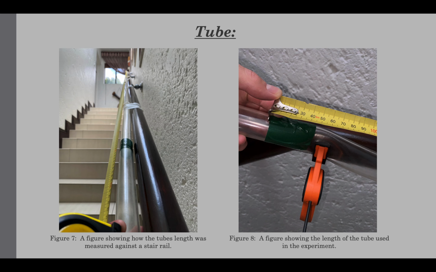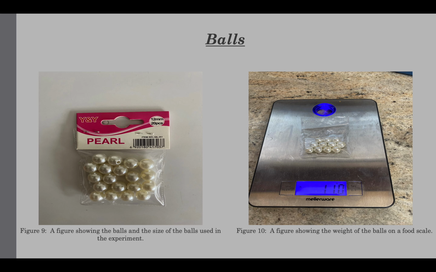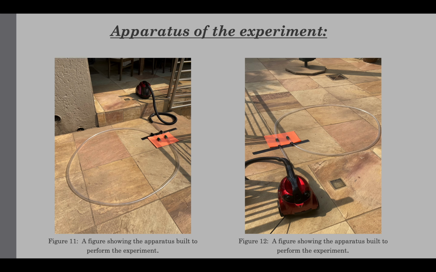Since the tube was quite bendy, we attached it to a stair railing in order to acquire a straight line distance of the tube. A kitchen scale was used to find the weight of the balls used. We could not find the weight of one ball used as it was too light, so we measured 11 balls and divided the mass by 11. Here are photographs of how the experiment looked in real life, very similar to the schematic shown previously.